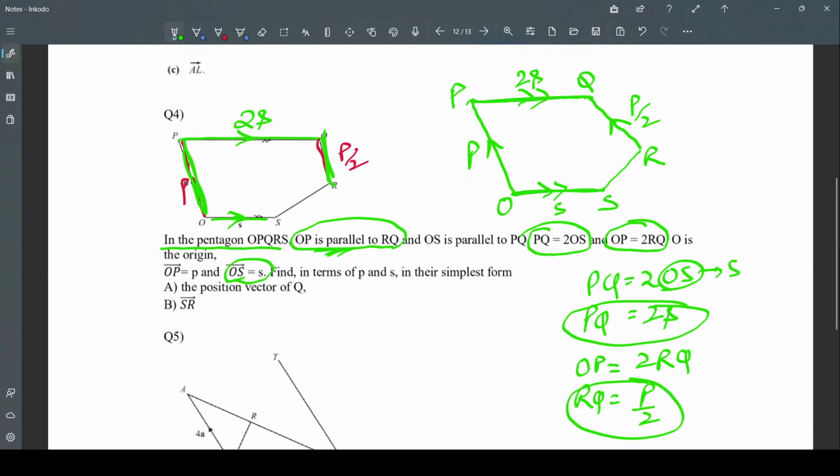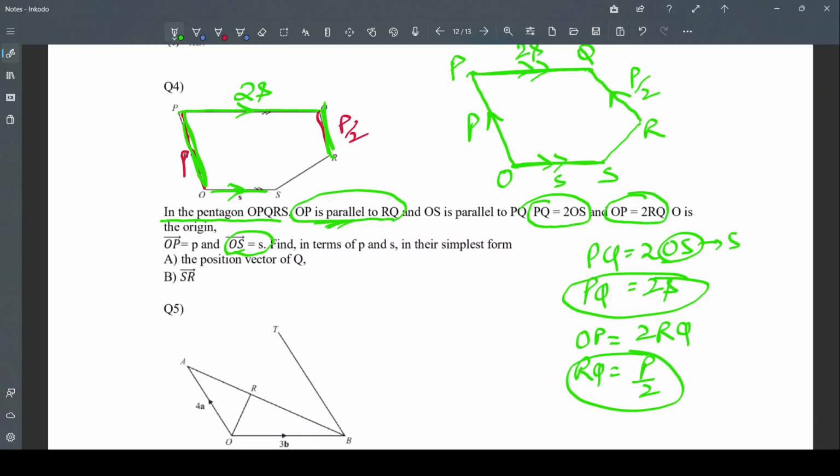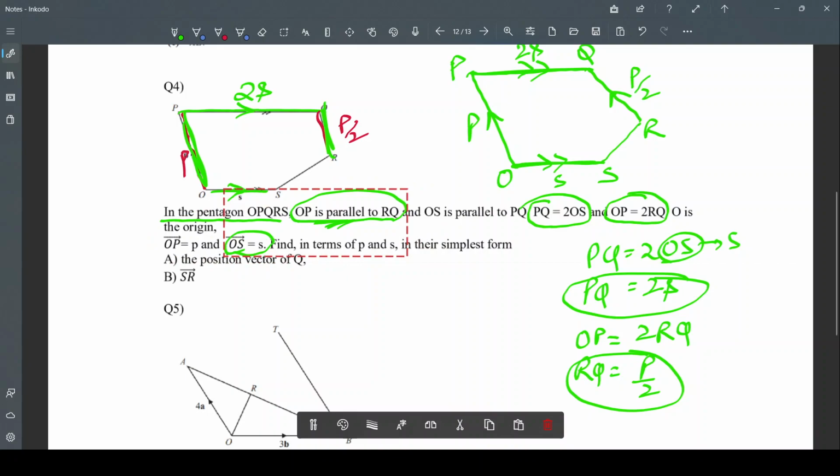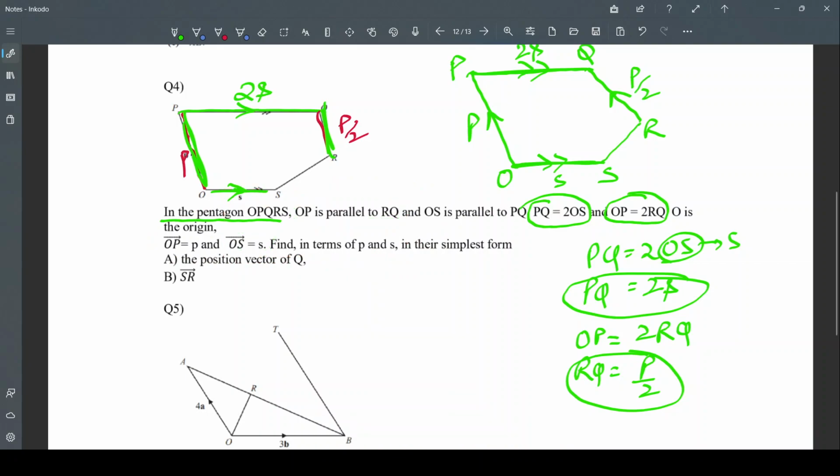So let's solve the question now. We are asked to find the position vector of Q. What is a position vector? You know this, right? For a position vector, we have to start from the origin and reach Q. So what is the position vector of Q? Q is here. Position vector of Q means OQ. This is the A part we are doing.